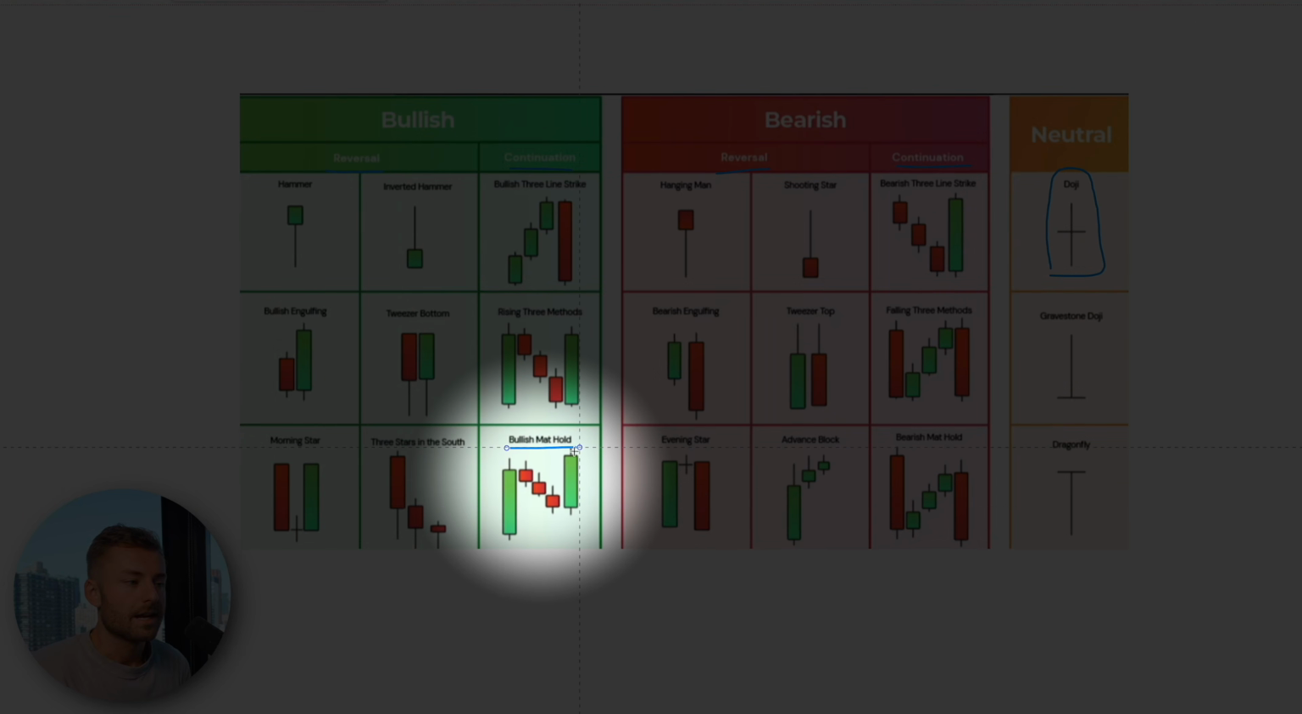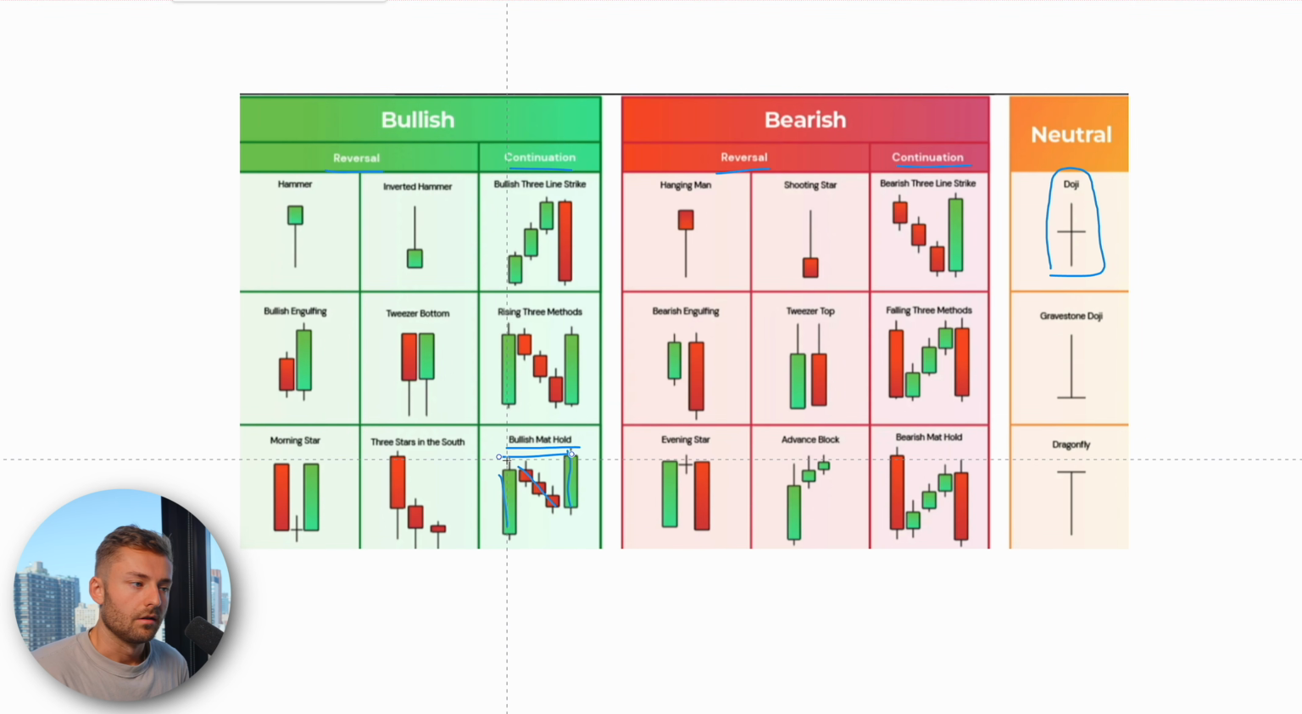Then we have a bullish mat hold, big bullish candle followed by 3 smaller bearish candles and a bullish candle that breaks over the previous high of this candle. But these are things you can start looking for on your trend analysis to be able to further your conviction combination of reversals or continuations with what I'm going to continue to show you.